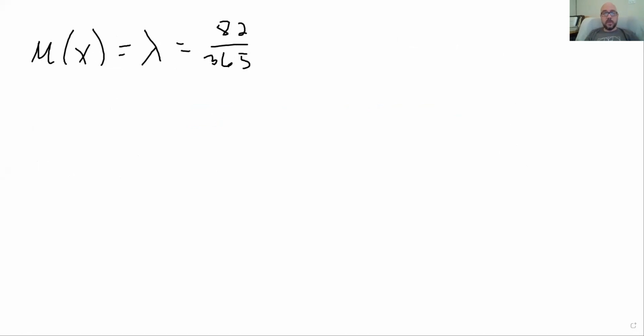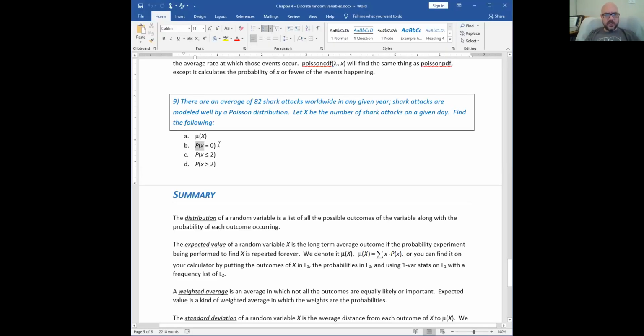So let's see, I forgot to check what the other things were. So I want to find the probability that X equals 0. So remember, let's put this in words and say that this is the probability that there are exactly 0 shark attacks on some given day, right? So pick a random day, the probability that we get exactly 0 shark attacks is going to be Poisson PDF of 82 over 365, comma 0.